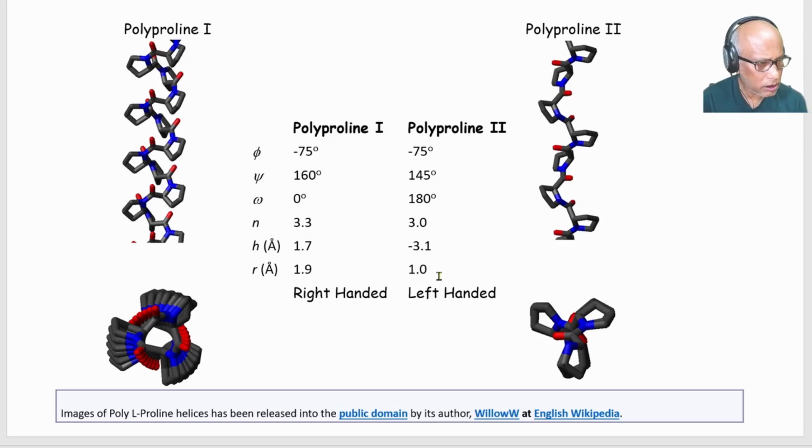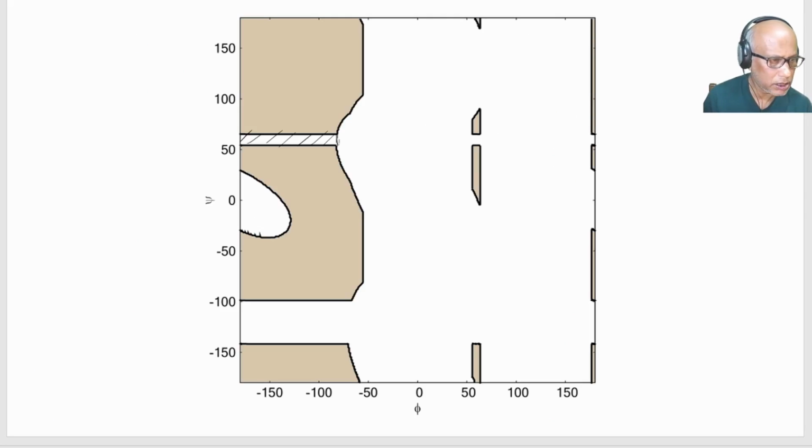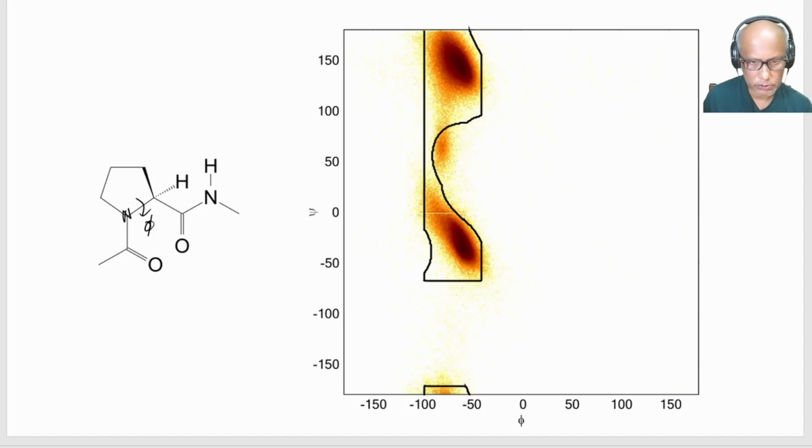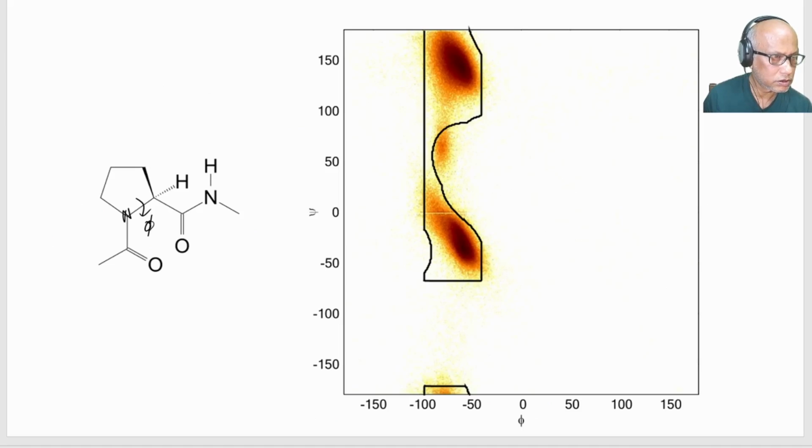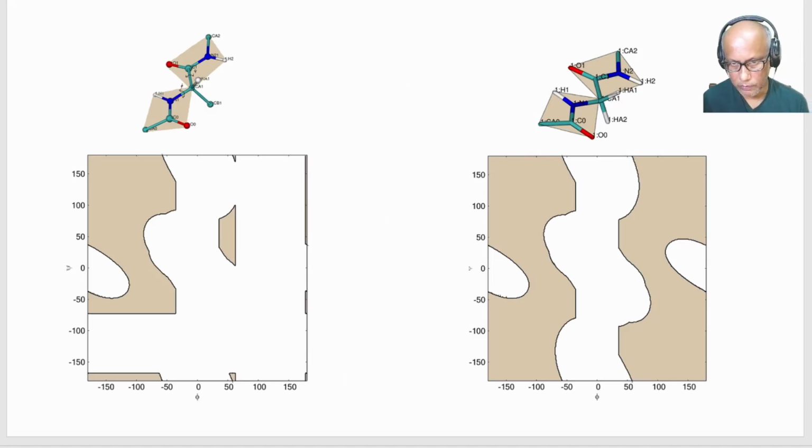So these are some of the aspects of unusual Ramachandran maps, and we had looked at the unusual Ramachandran map of the cis peptide, unusual Ramachandran maps of proline, and unusual Ramachandran maps of the pre-proline also. Of course, that is also not the normal case. And then, of course, the most important one, the unusual Ramachandran map of glycine.